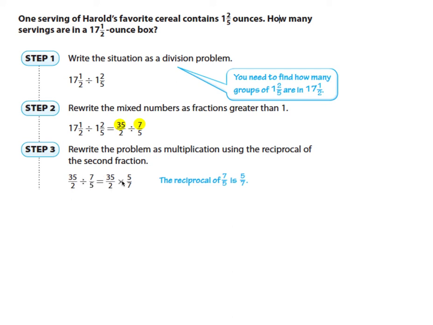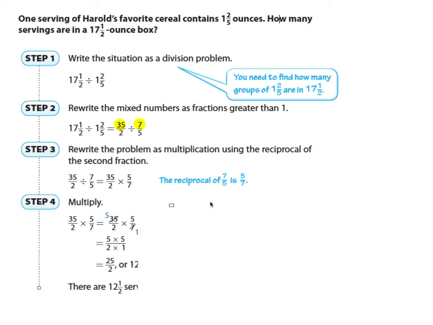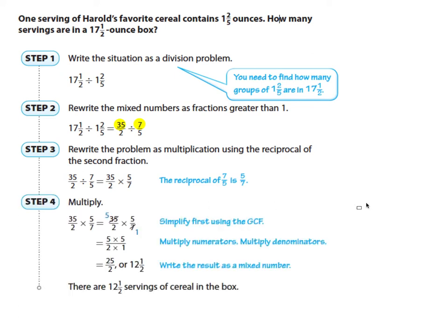I don't want to divide, I'd rather multiply, but if I'm going to multiply, I have to multiply by the reciprocal of the second fraction. So here I've taken 7/5 and I flipped it to 5/7, and right there it says the reciprocal of 7/5 is 5/7. So now I'm set up. All I have to do is go ahead and start multiplying. So here we go. Multiply.